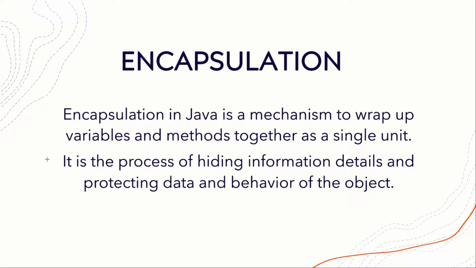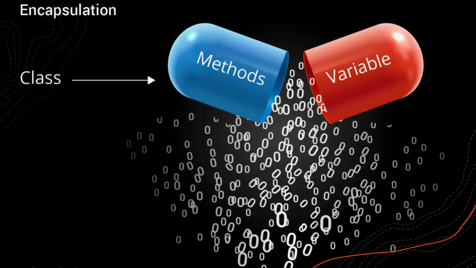First, understand the definition of encapsulation. Encapsulation in Java is a mechanism to wrap up variables and methods together as a single unit. What does this mean? If you look at this picture, encapsulation means something like a capsule which contains methods and variables. If you consider the class as a capsule, this particular class is a mixture of methods and variables. If you put them together, it is called encapsulation.